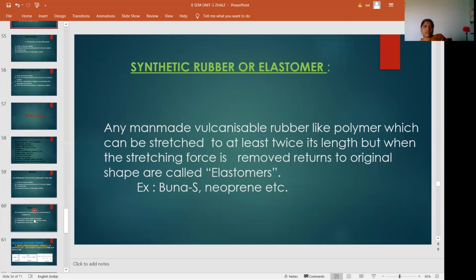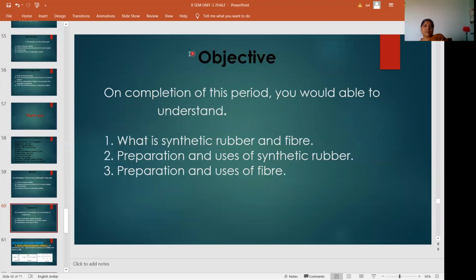Today we are going to discuss this. After completion of this period, you will be able to understand what is synthetic rubber and what is fiber, preparation and uses of synthetic rubber, preparation and uses of fiber.